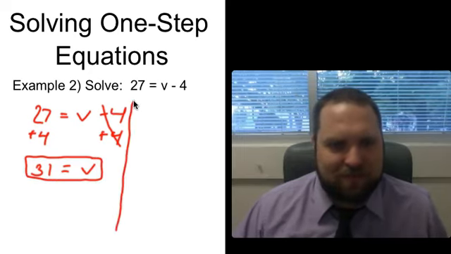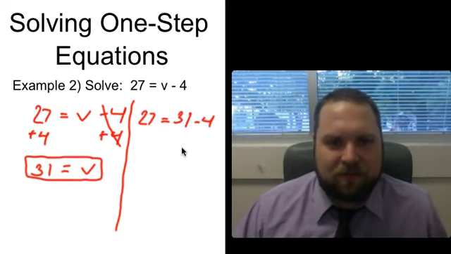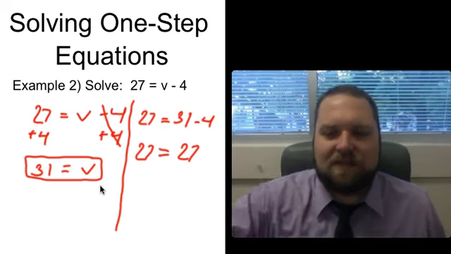And as I stated before, there's no reason to wonder. We can always check this. Substitute the value in for the variable. 31 minus 4 is in fact 27. And so I get a true statement, 27 equals 27, and I know I have done this correctly.